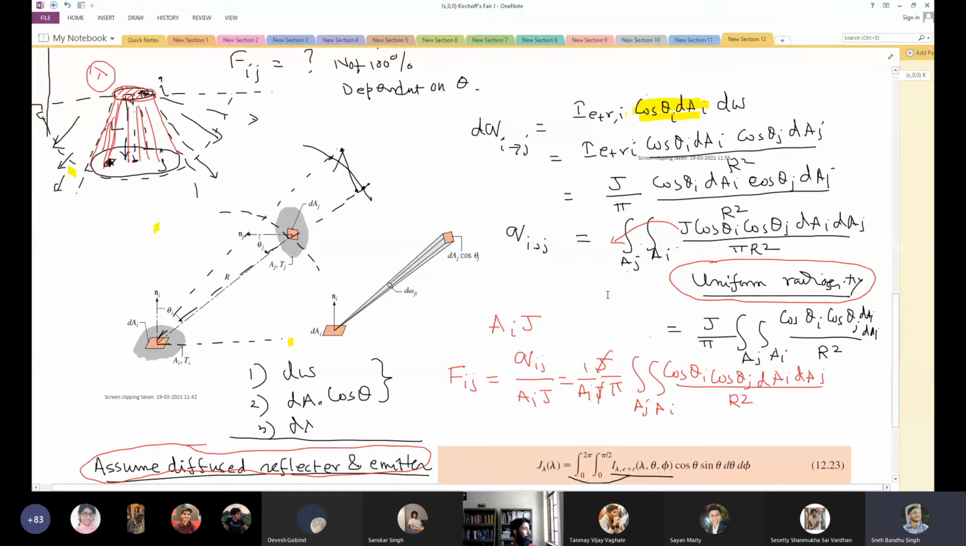Sir, what would happen if the ith part is like a point? Zero. That's why we have this dA, right? A point cannot radiate any energy because it doesn't have any area. Okay, sir. Any other question?